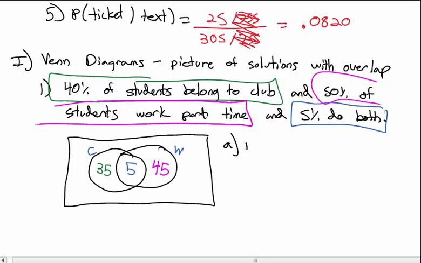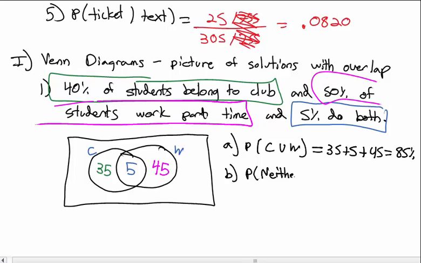So now we can say, what is the probability that you're in a club or you work? And because we've already done the subtracting and split it up, we can add up the pieces. 35 plus 5 plus 45, and we get 85%. 85% probability that they're going to do one or the other. We could ask, what's the probability that we do neither? Well, if 100% represents all of it, if we subtract 0.85, we get 0.15, or 15% do neither a club nor work part-time. So Venn diagrams can help us organize that information visually, if you like those.